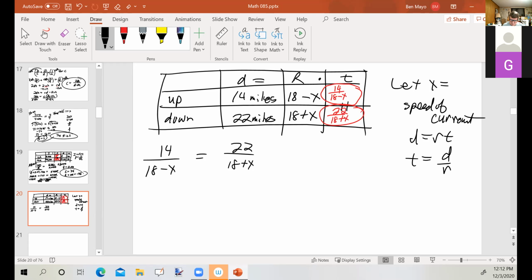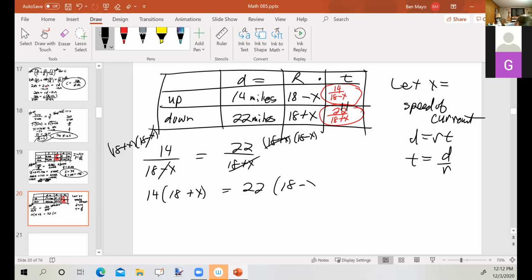All right. So my LCD is going to be what? 18 plus x times 18 minus x. So here I'm going to have 18 plus x, 18 minus x on each side. On the left side, the 18 minus x's are going to cross out, and I'm going to have 14 times 18 plus x. On the right side, the 18 plus x's are going to cross out, and I'm going to have 22 times 18 minus x.